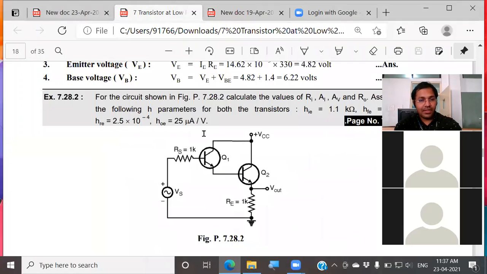Another concept, which is the two-stage RC coupled amplifier, we are now going to discuss. So far we have analyzed lots and lots of circuits, so this one I expect you to solve by yourself. The method is the same: input resistance is input voltage by input current. You do it 10 times, 100 times, 1000 times, it is the same.